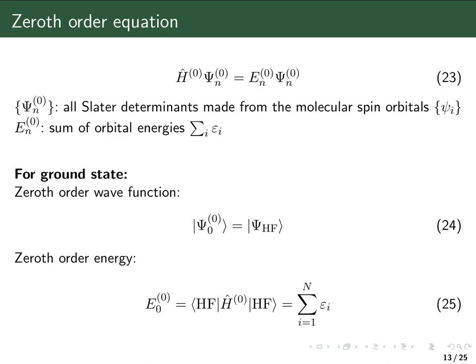And the eigenvalues, as we also already saw in the chapter about Hartree-Fock theory, are just the sum of the orbital energies. If you want to do Møller-Plesset perturbation theory for the ground state energy, then of course the zeroth-order wave function which has the lowest energy is going to be our Hartree-Fock wave function. So our zeroth-order wave function is the Hartree-Fock wave function, and the zeroth-order energy we can write up as the expectation value of our wave function with the zeroth-order Hamiltonian. That is just the sum of the orbital energies.